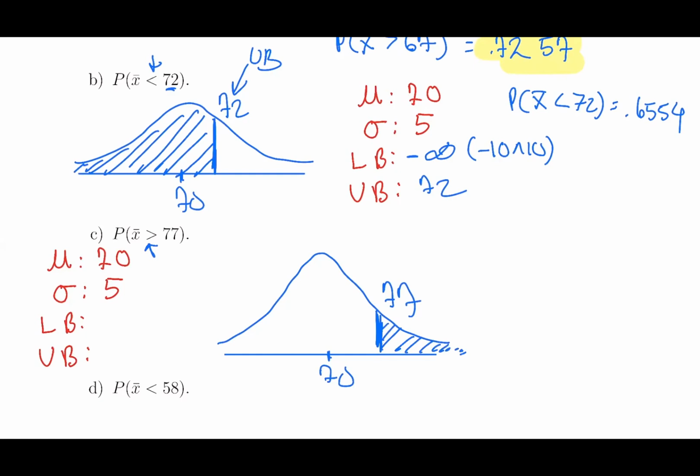All right, so the lower bound is always the lowest value that you shaded. So here's the lowest part that I shaded. So that's my lower bound. That means my lower bound would be 77.